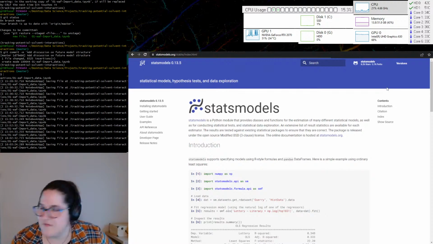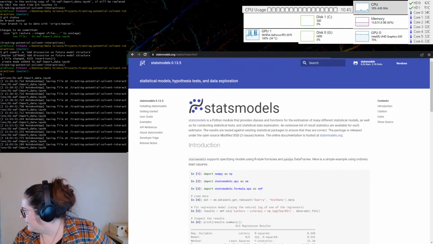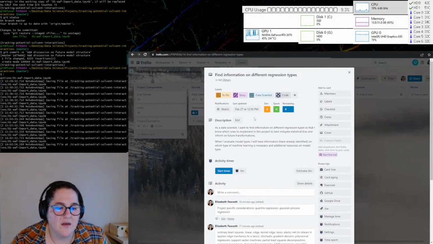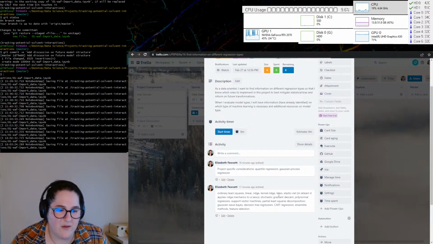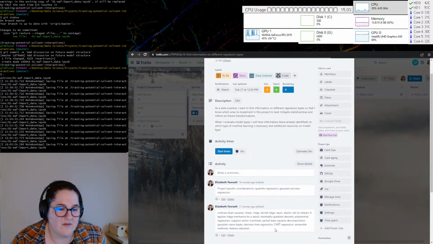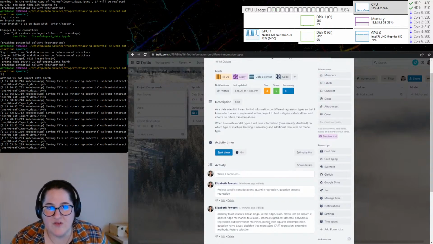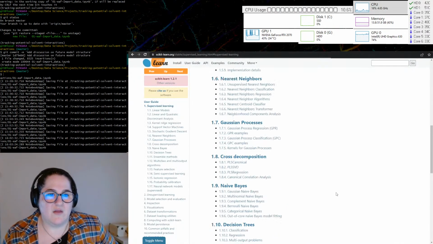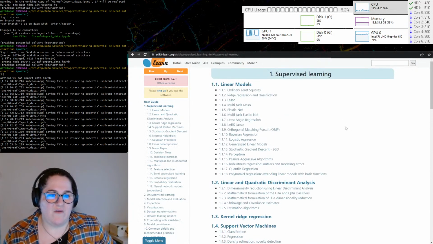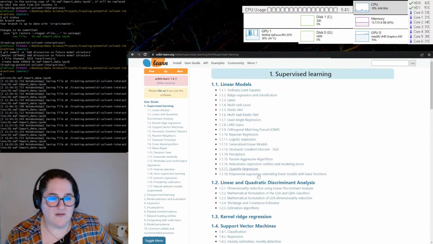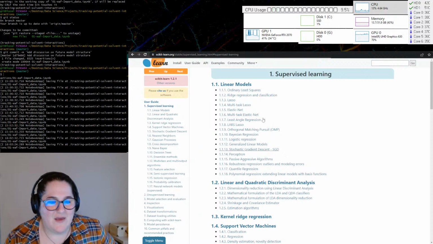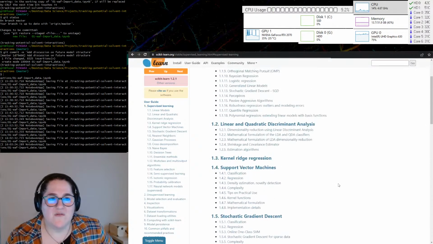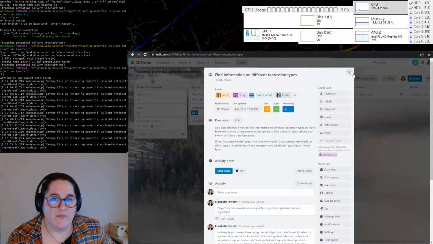Okay. So that's kind of what I have to say about statsmodels. Then find information on different regression types. These are all the different regressions that we could possibly use on this project. These are the ones that I pulled out from the list here that I thought would be most pertinent to our project. And that's because I've done a lot of these. I won't say that I've done all of them, but I have looked at examples for all of them, and I know the project scope. And so those are the ones that I think would be the most useful.